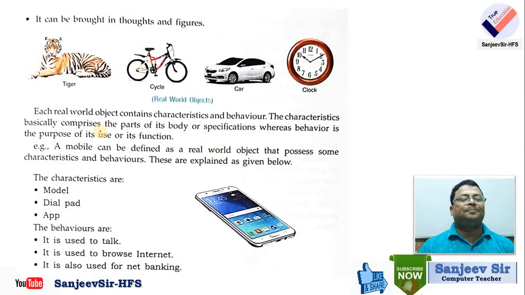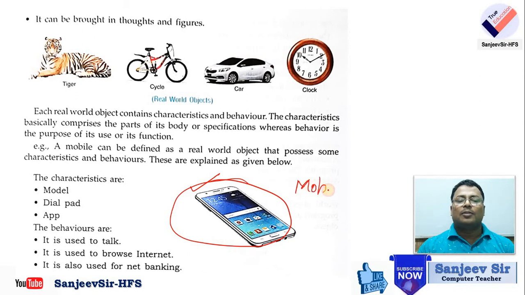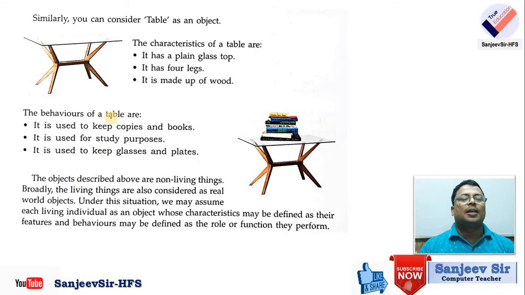Now you understand that a real world object will have characteristics, like a mobile phone. If we assume one mobile phone, it will have characteristics and behavior. Characteristics means the model, the dial pad, and applications inside. It is used to talk, to browse the internet, for networking, net banking. A real world object has two things: characteristics and behavior.